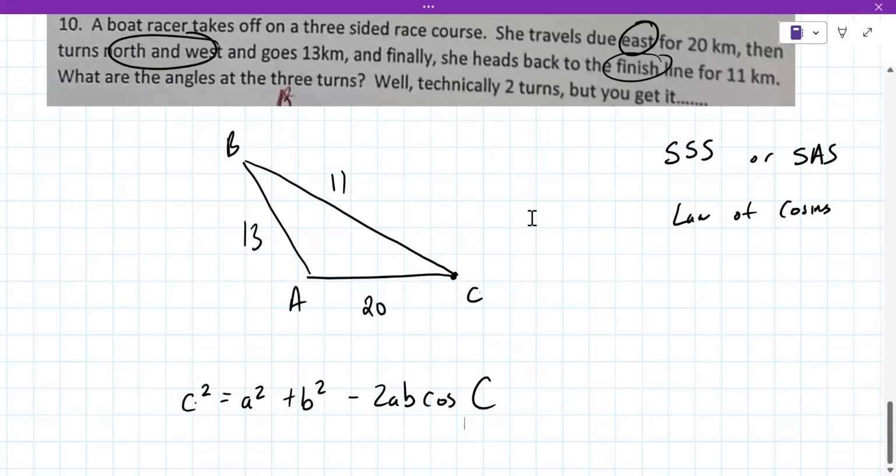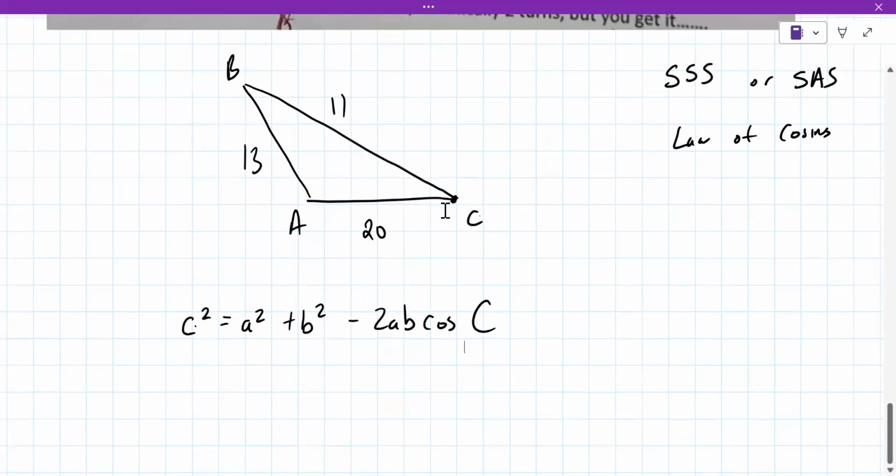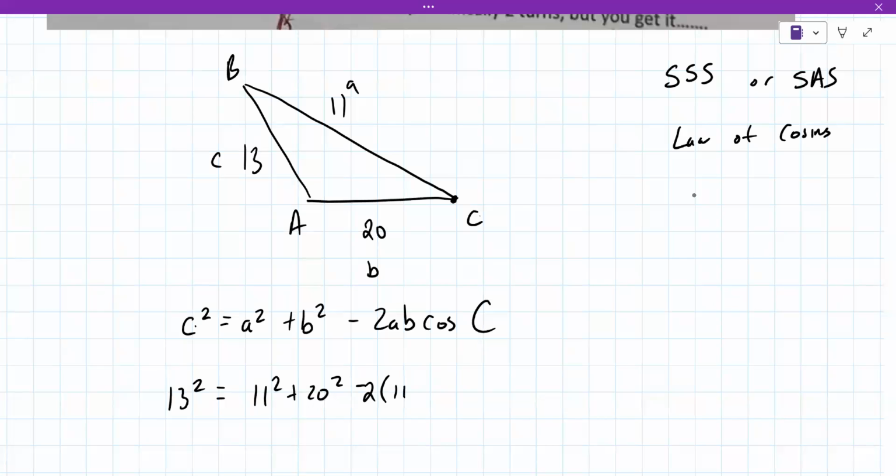All right. So for the next part of this, it's about putting numbers in. So this is little c, this is little b, this is little a. Sometimes that's helpful to do. So we've got 13 squared equals 11 squared plus 20 squared minus 2 times 11 times 20, cosine of the angle that we don't know.